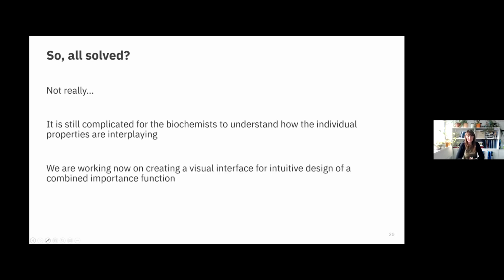So what we are doing right now is that we are trying to create some visual interface which will help the biochemist to intuitively design this importance function, which I was showing on a couple of examples, and to really understand how the different tweaking setting of the parameters influences the importance of these particular moments over time. So let's see, maybe some paper is coming out of that.